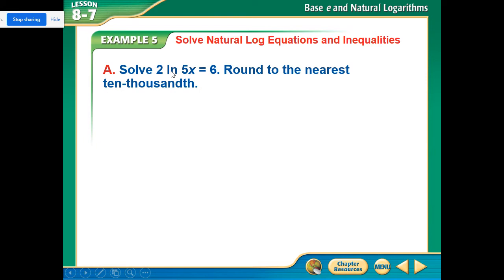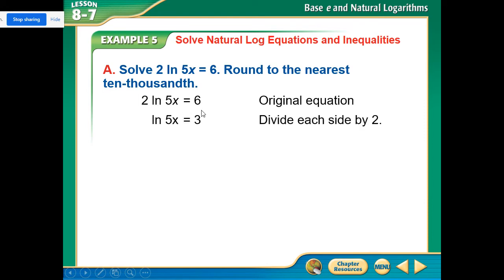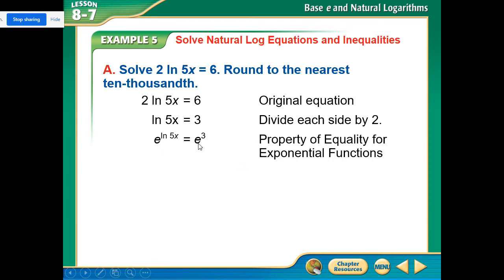All right, what about if we have an ln? Well, now we're going to have to do the e of both sides. So we got to get the ln by itself, so we're going to divide by 2. So ln of 5x equals 3. And now I take the e of both sides. And this e and ln are going to cancel here, but this is going to be e to the third. Notice it does go in as an exponent. It's e to the x. Okay, so this 3 goes up as an exponent. So now 5x equals e to the third.